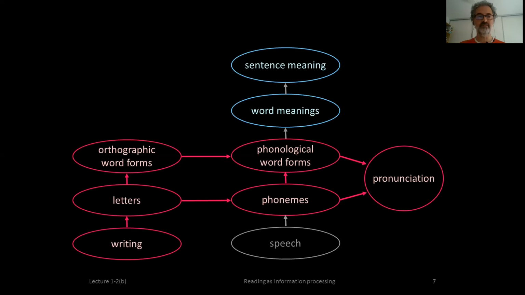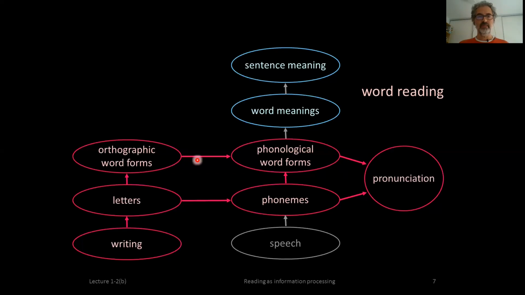So we can go from the writing to letters, phonemes, pronunciation, or from letters to entire orthographic word forms, and from there to their phonological word forms. This is recognizing a spoken word we know, and we can then either pronounce it or understand it, or both, of course.